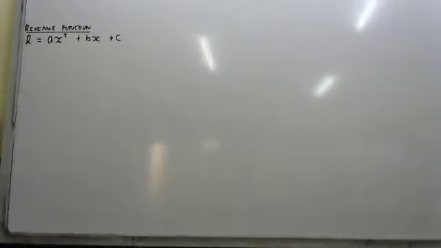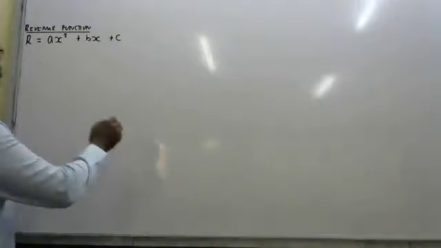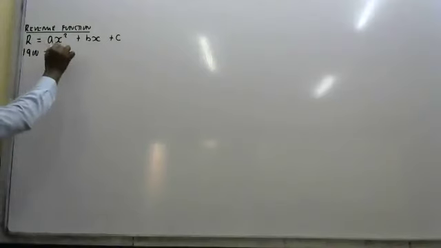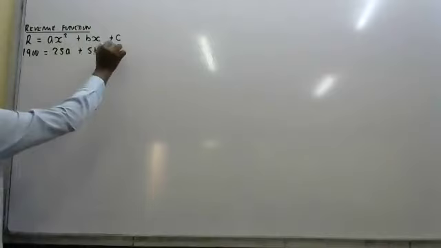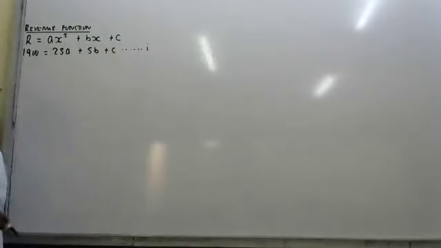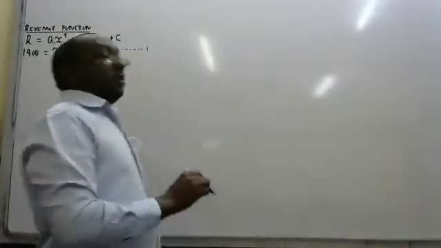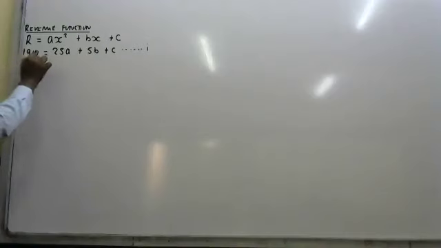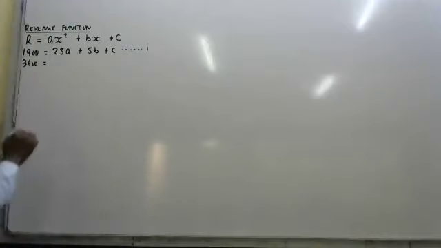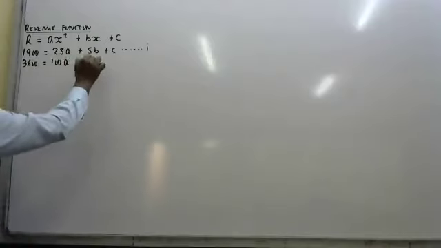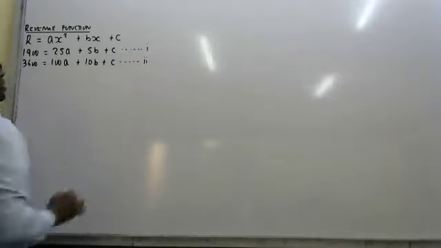So what we do now is bring the first revenue. The first revenue is what? 1900. So you put 1900 here, equals A times 5 squared. So 5 squared is what? 25A plus 5B plus C. And this one you call equation number 1. Then you bring the second amount of revenue, which is 600, being equal to, the value of X is 10. So 10 squared is 100, so 100A plus 10B plus C. That is equation number 2.